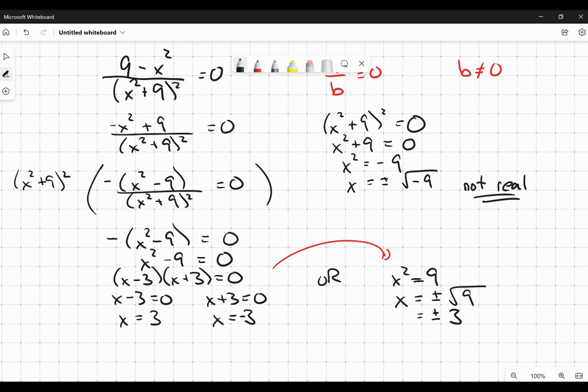There are a couple of ways you can do it. Just make sure that if you're going to choose this method right here, that you are doing that plus or minus.